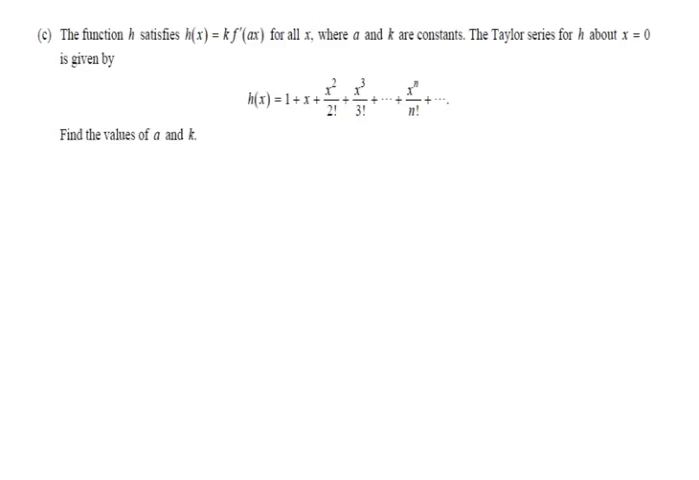Part C, function h satisfies h of x is equal to k f prime of a x for all x, where a and k are constants. And the Taylor series for h about x equals 0 is given by h of x is equal to 1 plus x squared over 2 factorial plus x cubed over 3 factorial, etc. And we are to find the values of a and k.